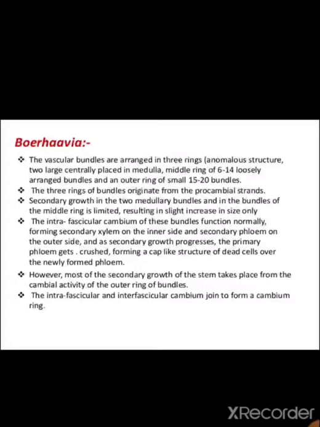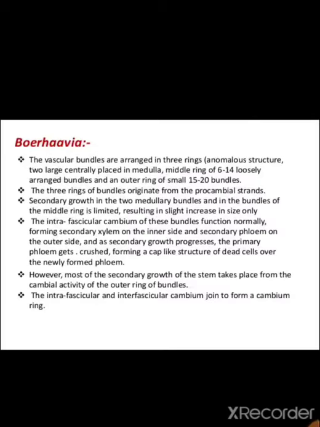Next one is B, type B. The cambium forms usually a large proportion of vascular tissues only in the region of vascular bundles. For example, we study Bignonia stem. The stem shows a wavy outline with prominent ridges and furrows. At the start of secondary growth, the vascular and intervascular cambium become active and join to form a cambium ring.